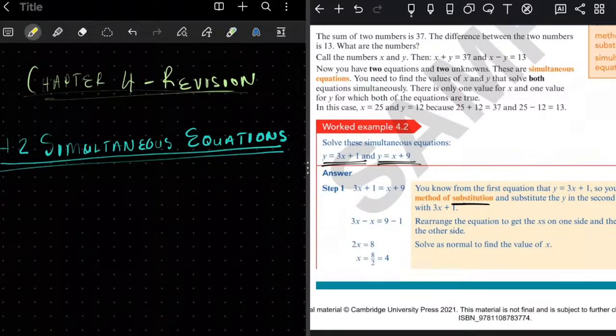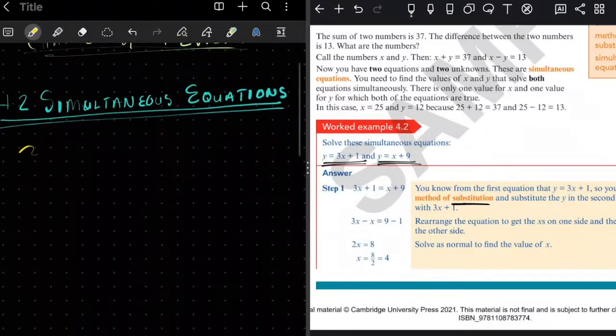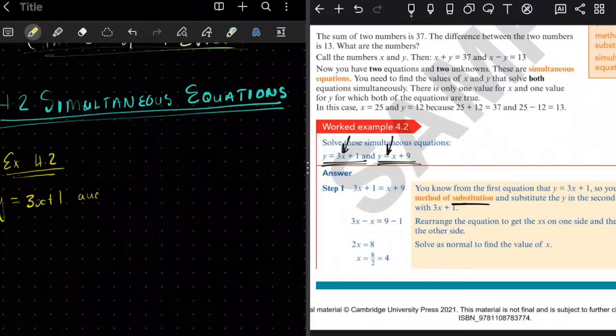So here is the first one, which is worked example 4.2. They say solve the simultaneous equations. Then they give it. This is the first one, and this is the second one. So you have y is equal to 3x plus 1, and you have y is equal to x plus 9, right?